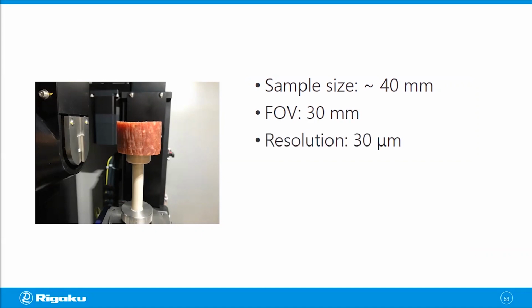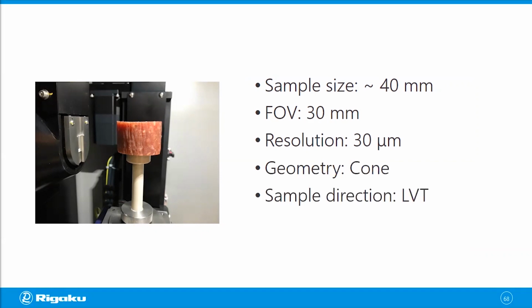We're going to use 30 microns as the resolution, and we can use the cone beam geometry. The sample is in the least variable thickness direction, and we're going to use 60 kV for the X-ray setting. 17 minutes later, we have a scan. So this is an actual X-ray CT scan of the salami we're just looking at.